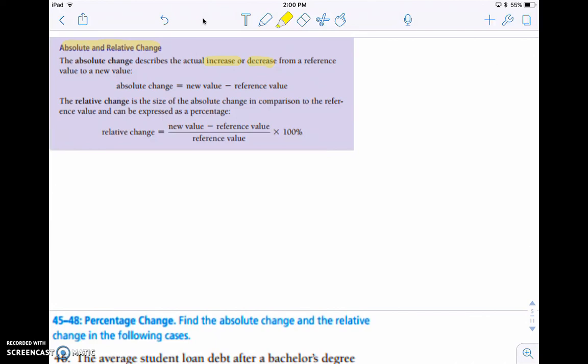So this will be, again, the actual increase or decrease. This could be a positive or a negative. Here's the little formula: absolute change equals the new value minus the reference value. And again, reference is just where we started.